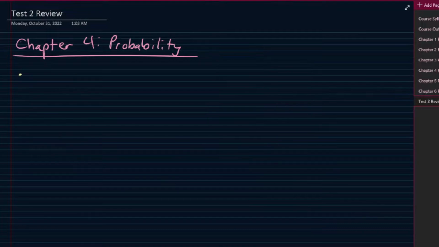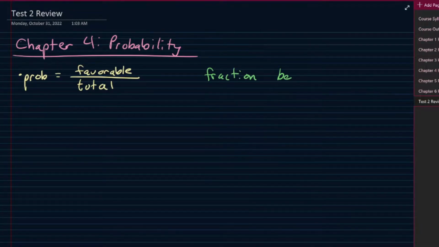Well, remember, what is probability? Probability is the number of favorable ways of doing something over the total number of ways of doing something. And so it's always going to be a fraction between and including 0 and 1.